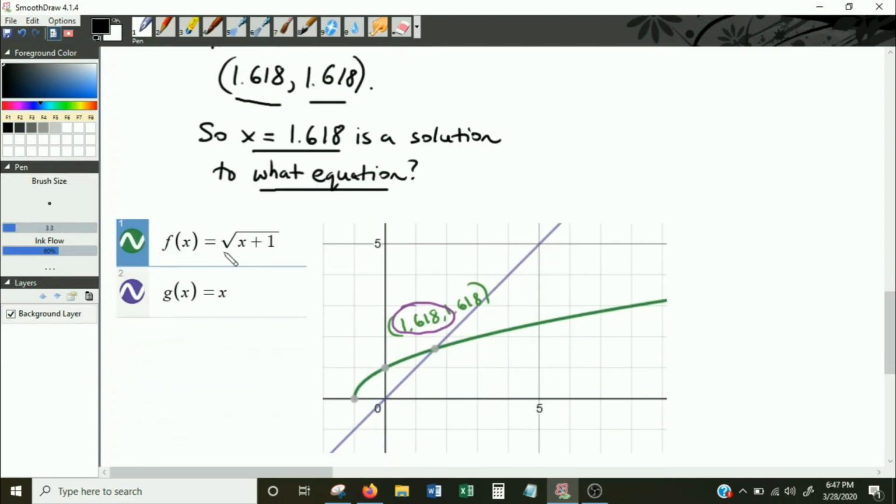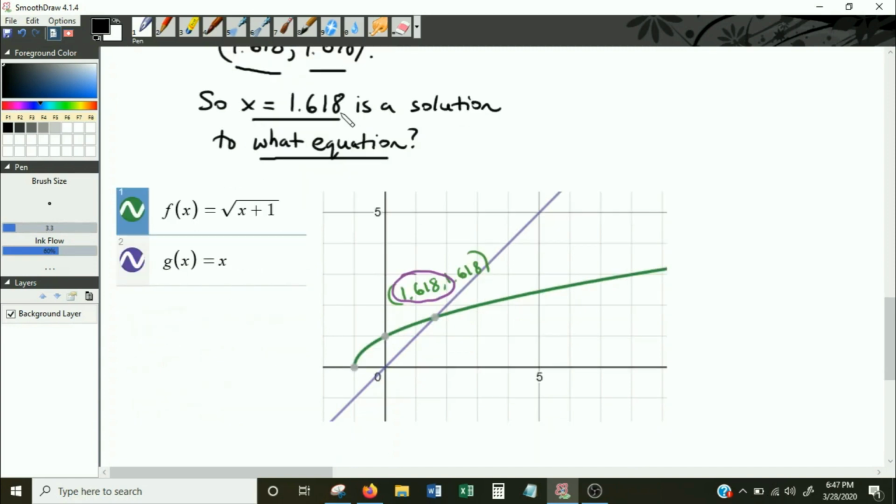So f of x, which is root of x plus 1, is in green, and g of x, which equals x, is in purple, and the intersection point is 1.618, 1.618. The question that this problem is asking us is, x equals 1.618 is a solution to what equation?